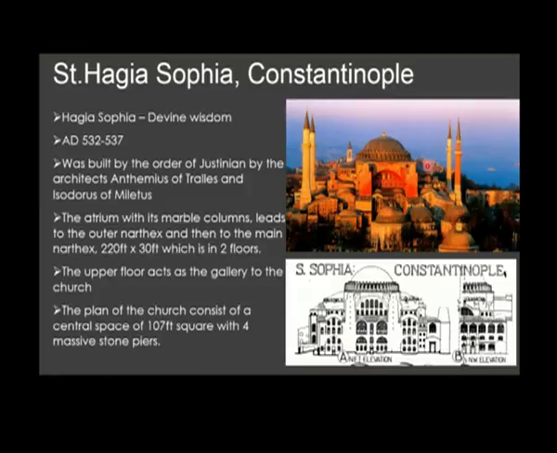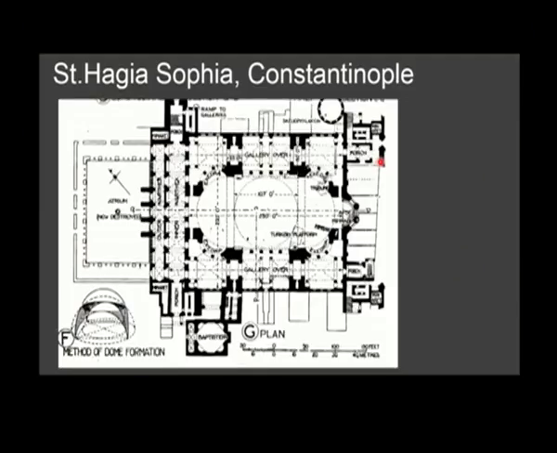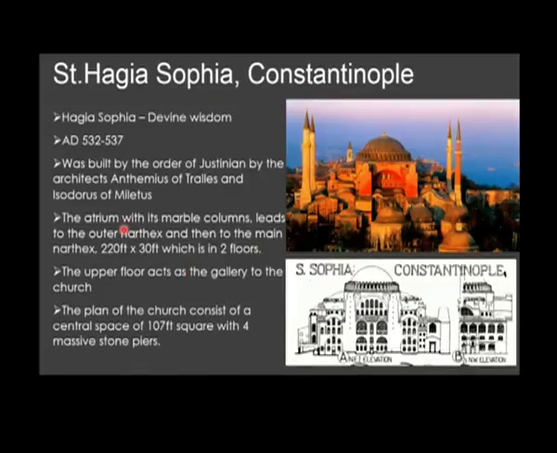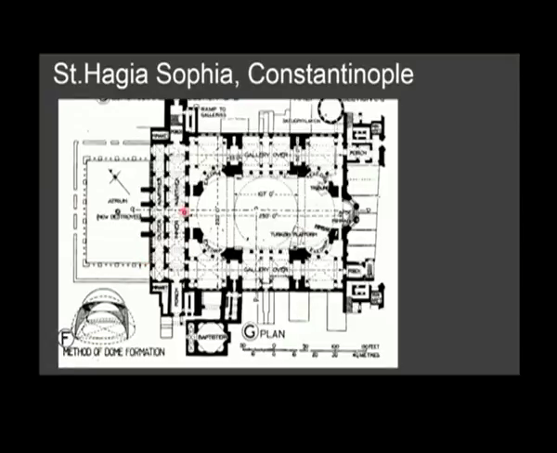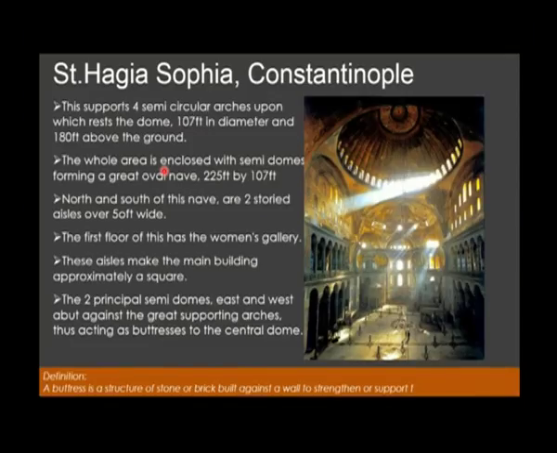You have the atrium with marble columns around, which gives way to two narthexes. Yes, this church has two different narthexes, one outer narthex and one inner narthex. The atrium is 220 feet by 30 feet in dimension. The narthex has two floors. The upper floor has the gallery, and the lower floor gives way to the nave.